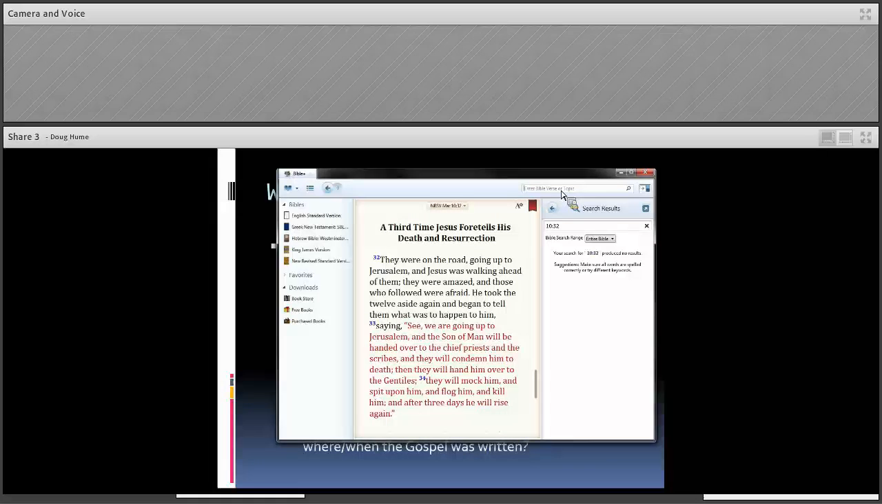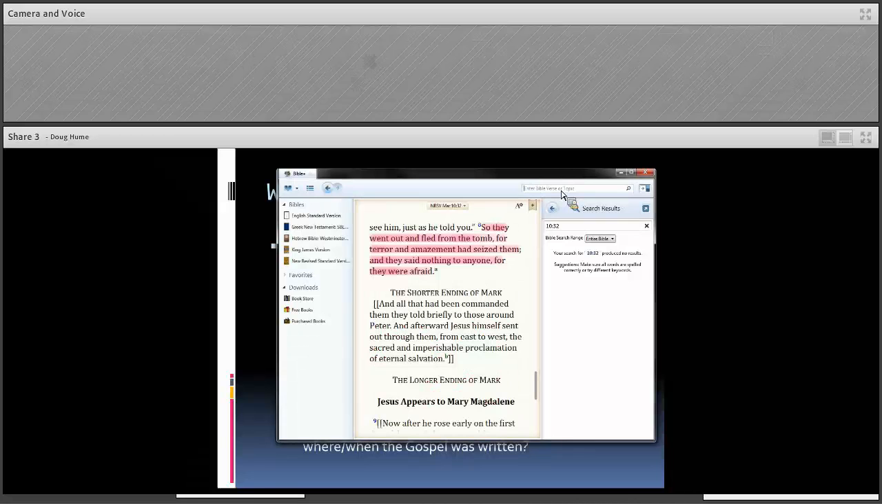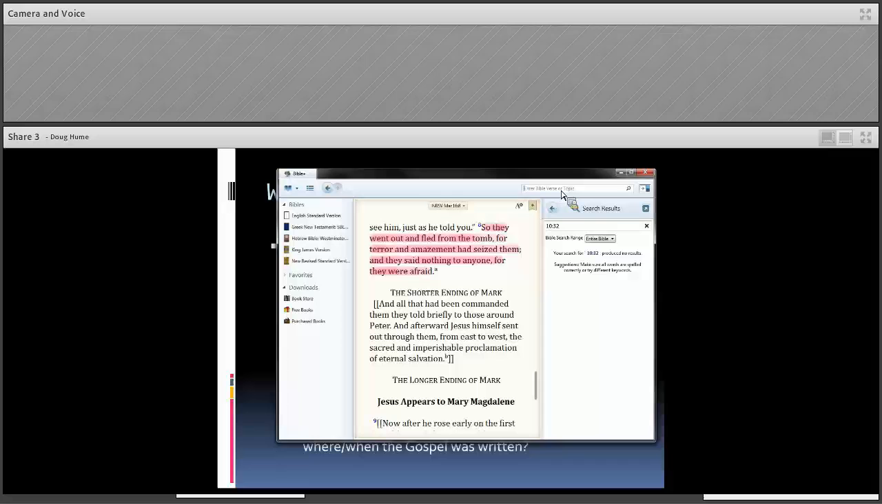Or even Mark 16:8. So they went out and fled from the tomb, for terror and amazement had seized them, and they said nothing to anyone, for they were afraid. In fact, the last word in Mark's gospel is afraid. Fear permeates Mark's gospel. You find this again and again and again.